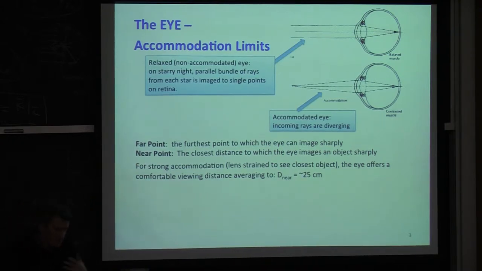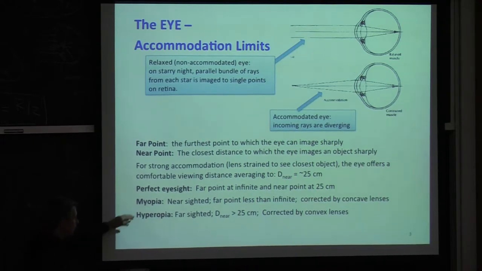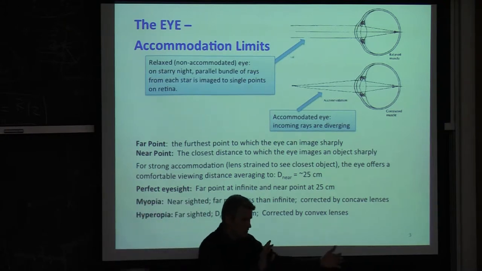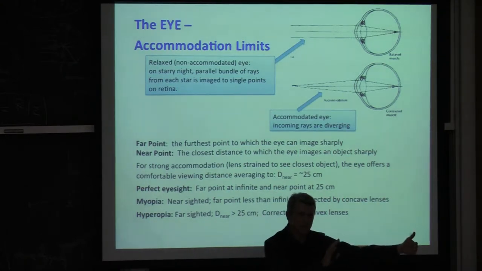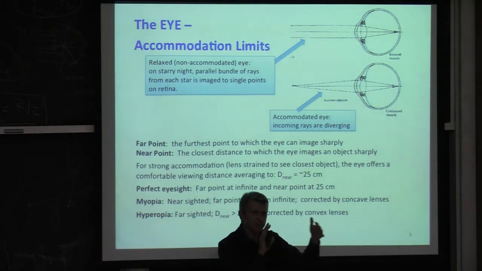I'm going to switch over now and talk about some of the vision problems and how we correct them. So myopia. All right, this is more common than hyperopia. Myopia is a nearsighted condition where the far point, this is a nearsighted person. So what it means is starlight is out of focus. You cannot see infinity. The far point is closer than infinity. Starlight is impossible to see. So what happens in myopia is your imaging range, instead of being infinity to 25 centimeters, might be 10 meters to 20 centimeters.